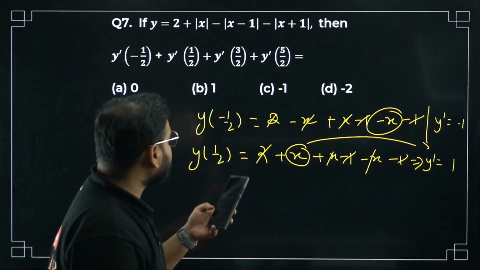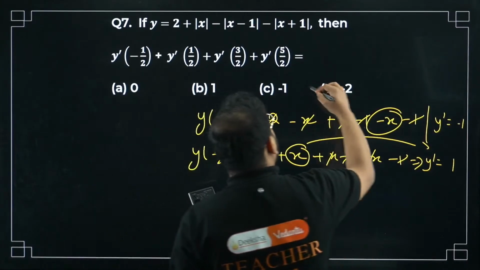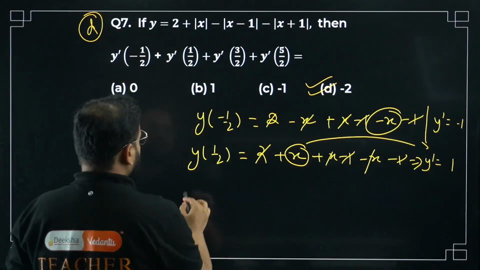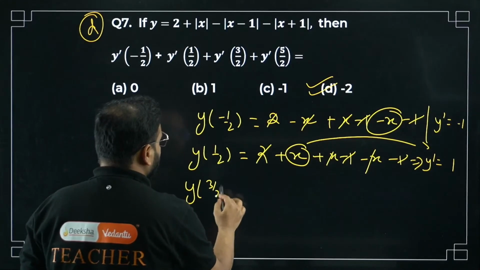Knowledge Games is saying the answer is A. Navesh is saying option C. But the answer should be option number D. For the 7th one, the answer is option number D. Please check.